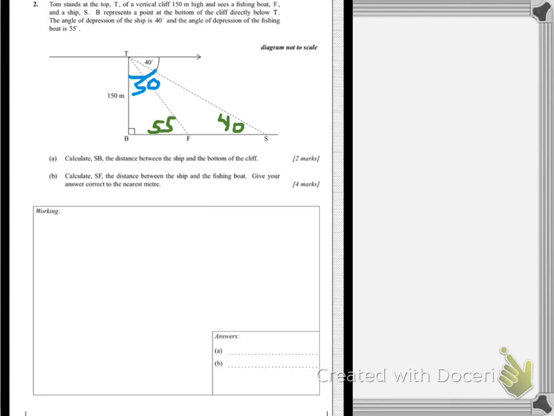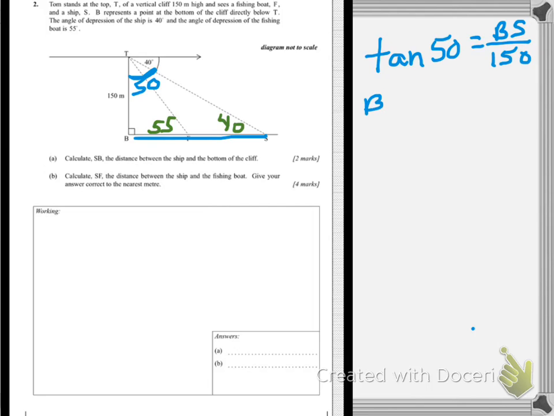From the cliff to the bottom is 150, and what I want to know is from the bottom of the cliff to the ship. And so I'm going to use this angle here of 50. Do you see that that's going to be adjacent and opposite? So that's going to be tangent. And so I'm going to have the tangent of 50 degrees, and tangent is opposite, which is x, so that's going to be BS all over 150. So the length of BS is equal to 150 times tangent of 50.